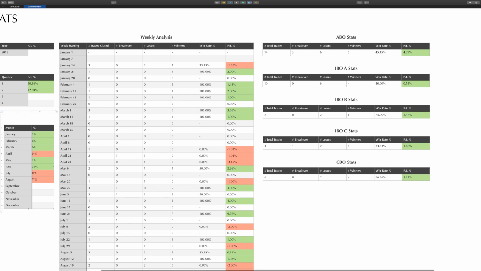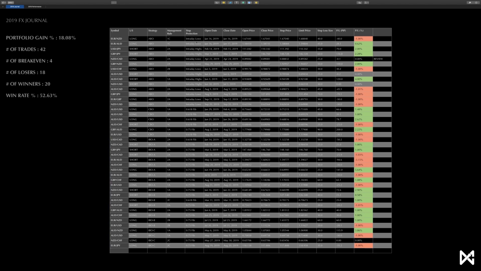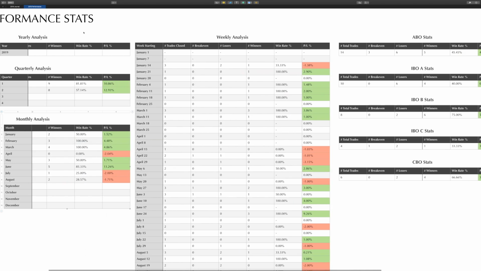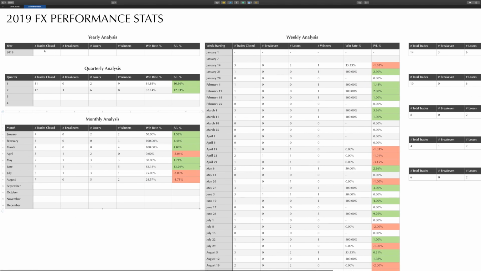So this is pretty much based on pulling the data from the initial spreadsheet, right? This is based on that data. So you just take that data and you categorize it differently. You can categorize it by yearly, number of trades closed, break even, losses, winners, win rate, percentage. This is just the simplest data that you can collect: yearly, quarterly, monthly, number of trades, how many break evens, how many losses, how many wins, the win rate or the strike rate, and the P&L. This is the basic data. Everybody should be collecting this information.